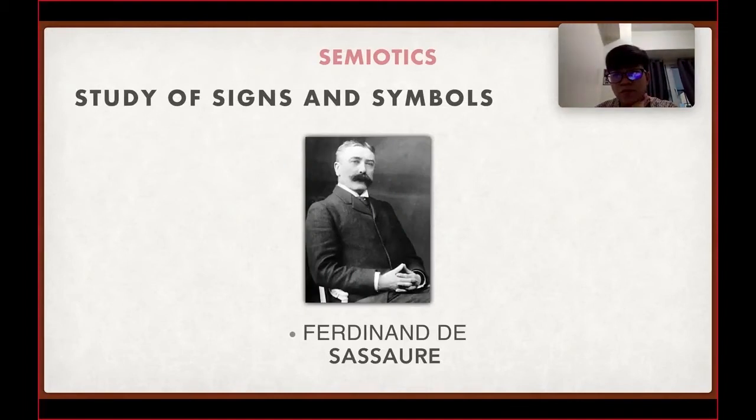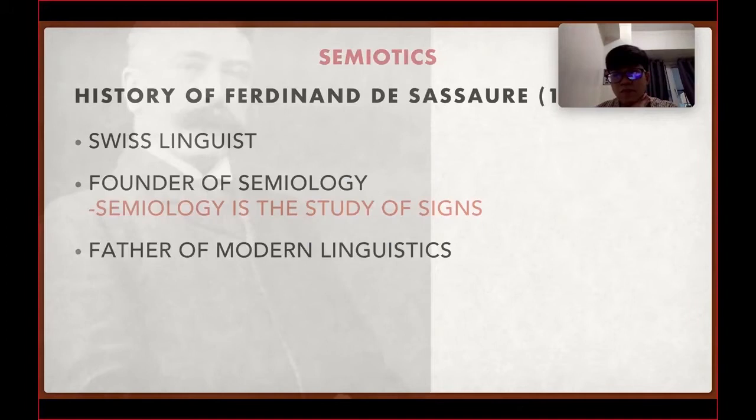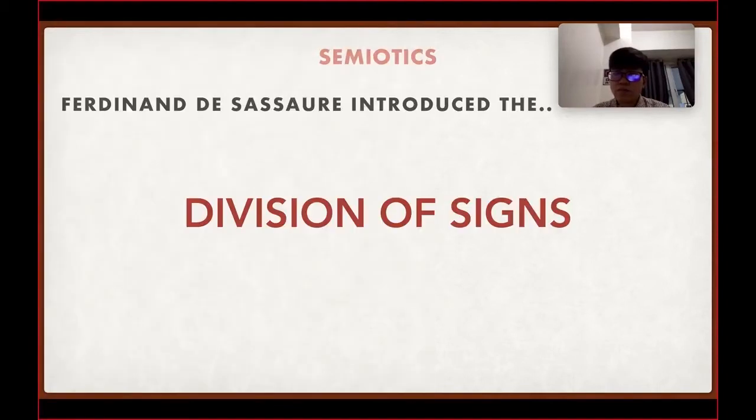Alright, so first is Ferdinand de Saussure. So yung basic information of Mr. Ferdinand de Saussure is he's a Swiss linguist, meaning he dwelled into studying languages, and a founder of semiology, which is the study of signs, as said by JP earlier, and also a father of modern linguistics. So si Mr. Ferdinand de Saussure, he's known for coining a term, which is the division of the sign.